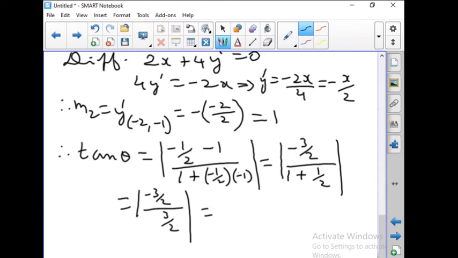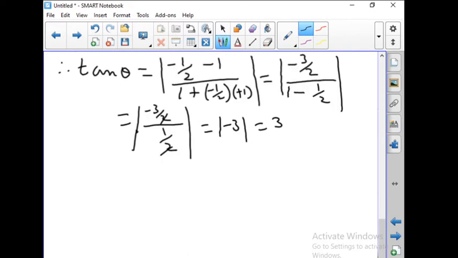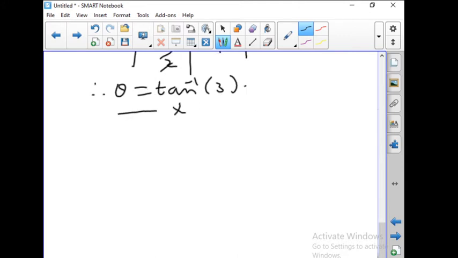Okay, sorry, this is plus 1. So what do we get here? Minus. Okay, not plus. So this is minus. So instead of 3 by 2, what do we get? 1 by 2. Okay, so only this 2 gets cancelled. So you get modulus of minus 3 which is equal to 3. Modulus is there, so minus becomes plus. So therefore tan theta is equal to 3. So theta is equal to tan inverse of 3. Okay, so this is the angle between the two curves.